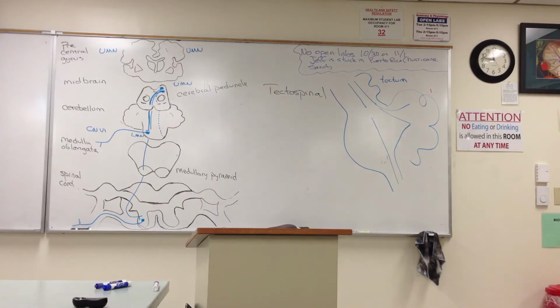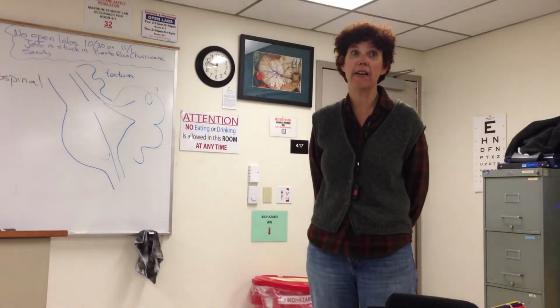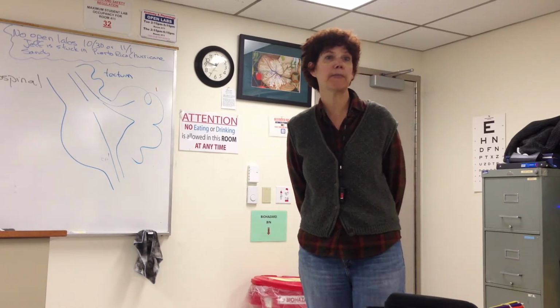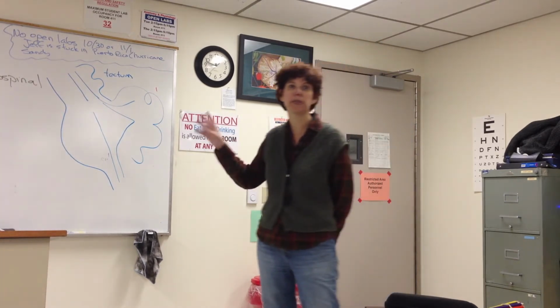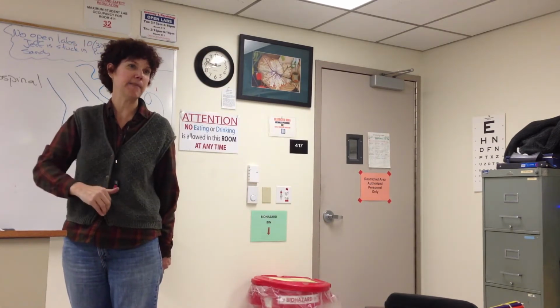Rubro meaning red. And so we talked about the red nucleus of the midbrain. And I said at the time, the reason I mentioned that was because we would be talking about the rubrospinal pathway. So again, that shows you that it's a descending pathway.